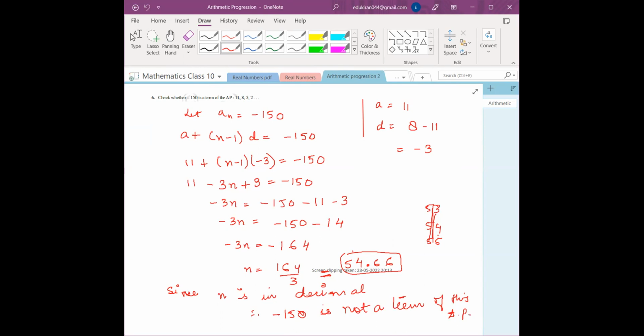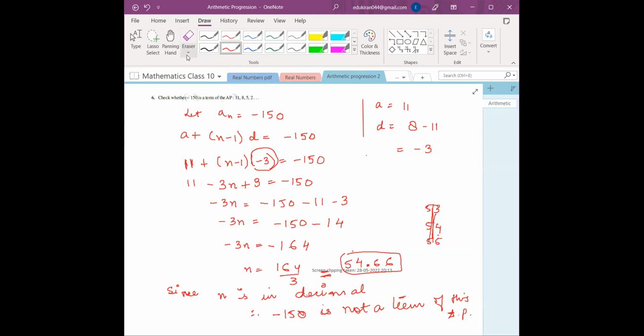Ma'am, I got 53.666. Is it correct? 53.66. Yeah, actually I was saying just check the calculations. Ma'am, actually I transposed the -3. This minus 3? Yes, ma'am. No, you cannot do it because you have 11 here, right? Ma'am, after transposing 11. Yes, then you can do.